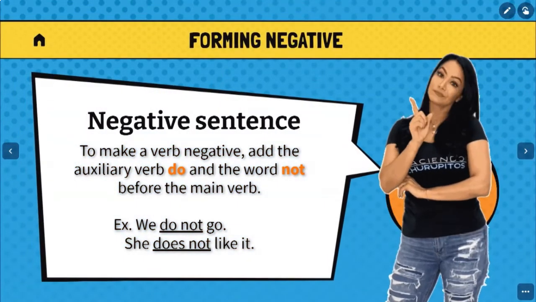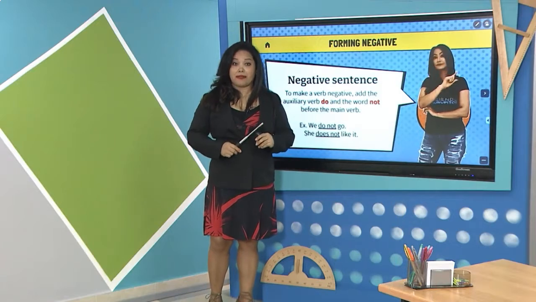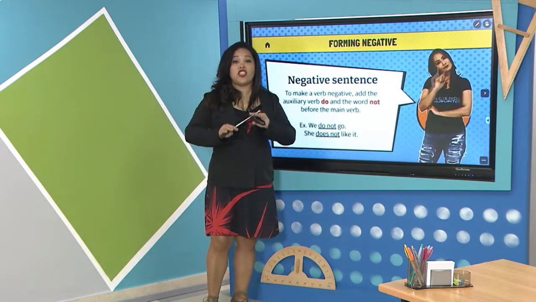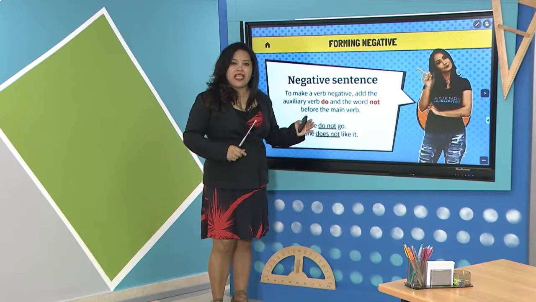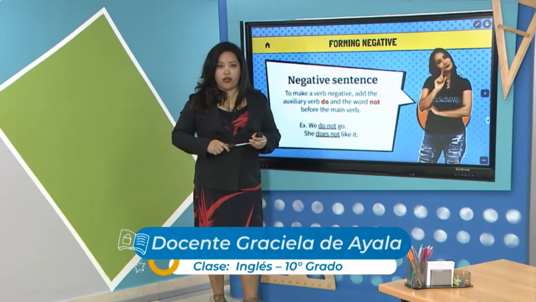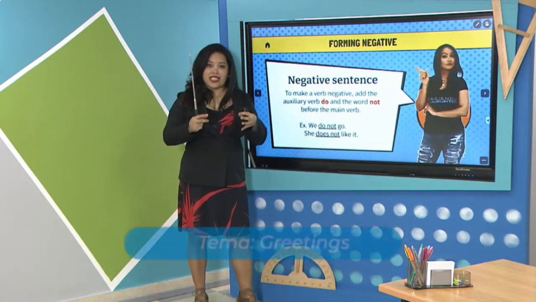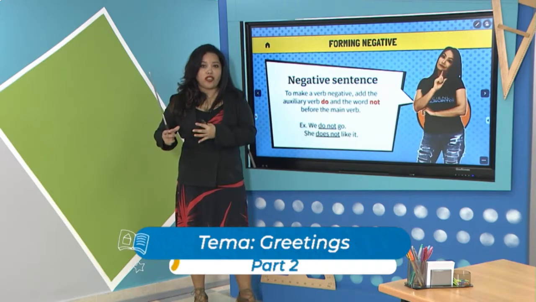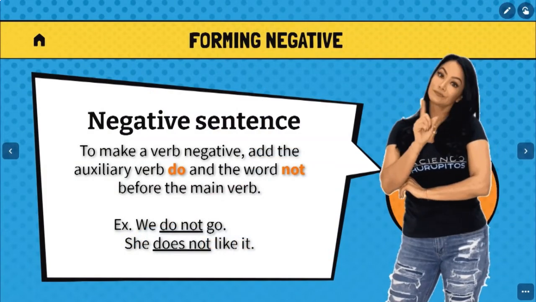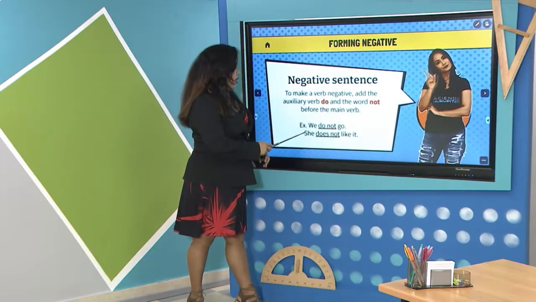So here, guys, let's see how to form these sentences into negative statements. Remember that negative is the opposite of a positive sentence. It describes what is not or no longer the case. We form this negative by adding the auxiliary verb do, or does in third person singular, and the word not after the subject of the sentence. And this can also be contracted to don't. Instead of saying do not, we can say don't. Or instead of saying does not, we can say doesn't. For example, we do not go, or she doesn't like it. We can use don't go, or she doesn't like it.